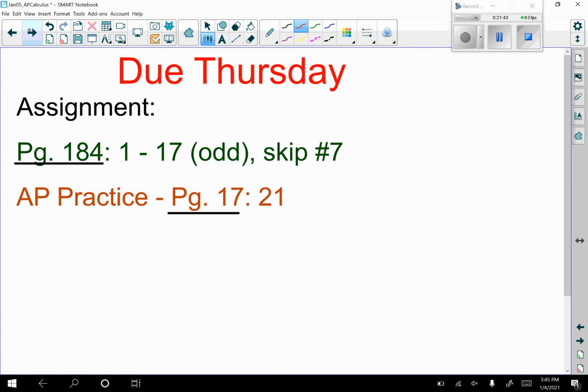All right, so this assignment is due Thursday. Please do page 184, exercises 1 through 17 odd. Be sure to skip number 7. And then AP practice off of page 17, please do number 21.